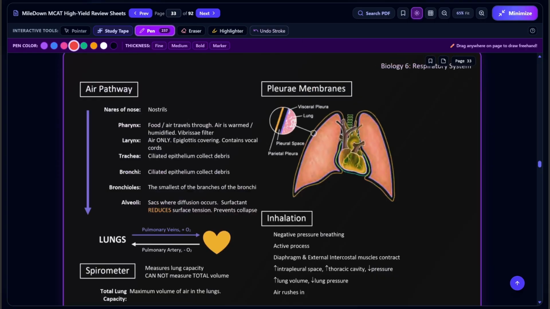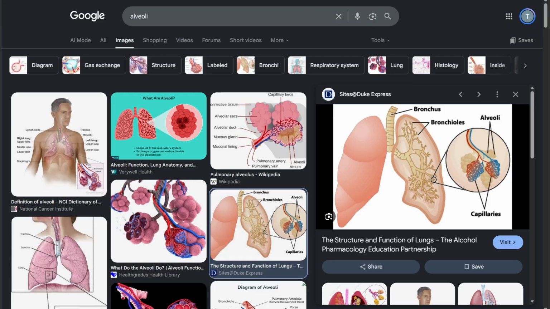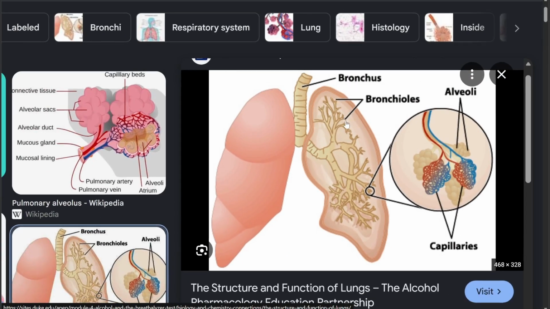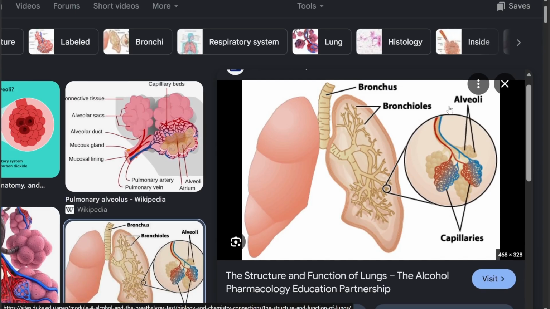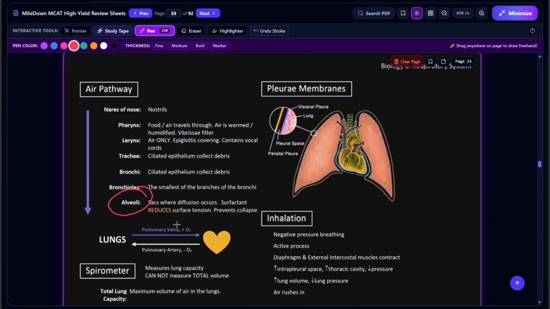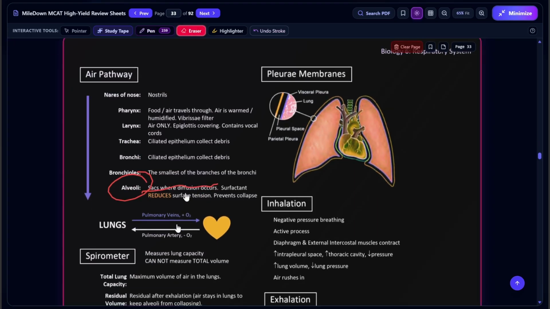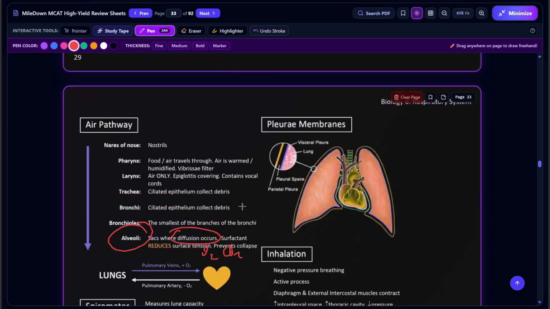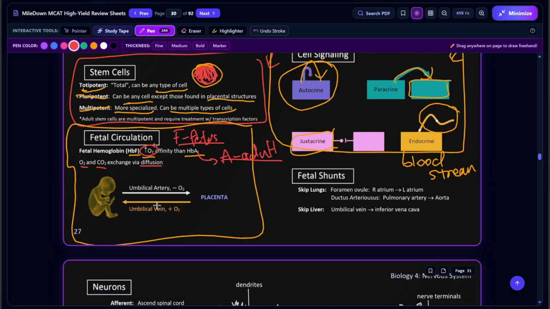So basically you have alveoli. Here's a good picture, and here's the structure you'll find inside of your lungs. You have these bronchioles and capillaries and alveoli. And at your alveoli is where diffusion occurs, the diffusion of O2 and CO2, right? So if we go back up to the baby over here, that's what's happening as well.